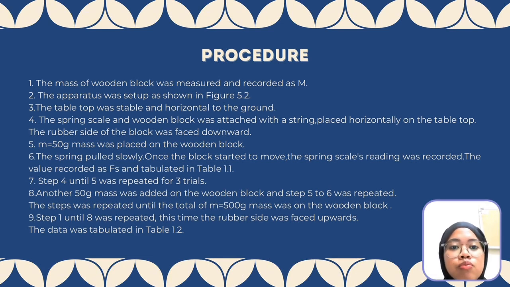The spring scale was pulled slowly. Once the block started to move, the spring scale reading was recorded. The value was recorded as Fs and tabulated in table 1.1. Steps 4 until 5 were repeated for 3 trials. Another 50-gram mass was added on the wooden block, and steps 5 to 6 were repeated. The step was repeated until a total of 500-gram mass was on the wooden block.